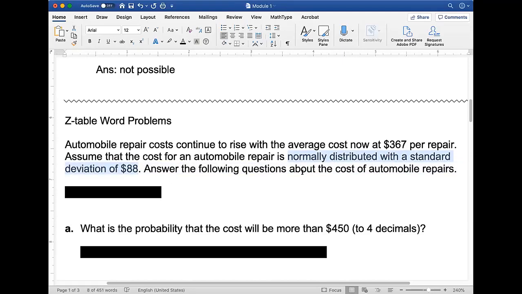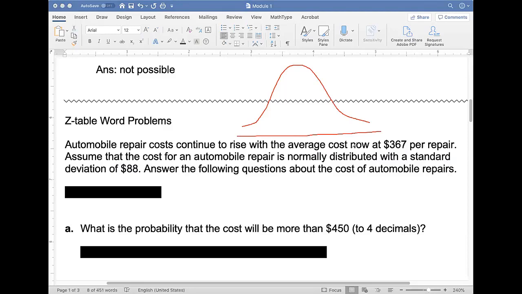So what this sentence is actually telling us is we can use a bell curve to represent the cost of a car repair. Okay, so that means whenever you see something like this, you should be able to use a bell curve to draw it, right? Very, very important. Okay, so this is a bell curve.